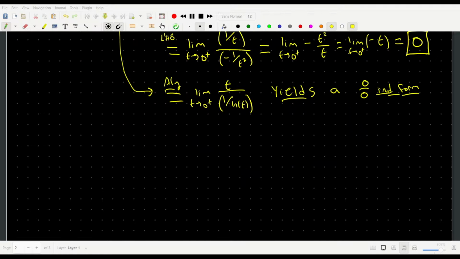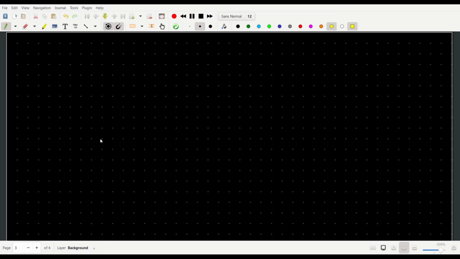So what about the next type of indeterminate form that's a little bit more advanced? We'll start with what to do when you see a 1 to the infinity indeterminate form.